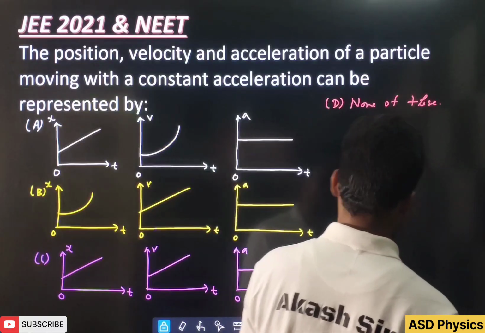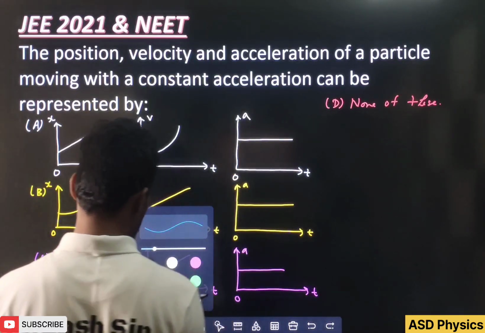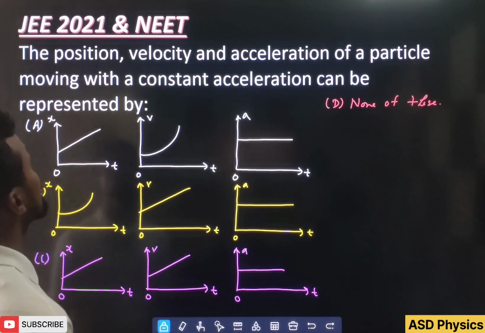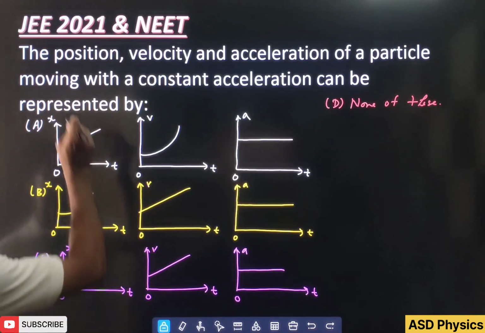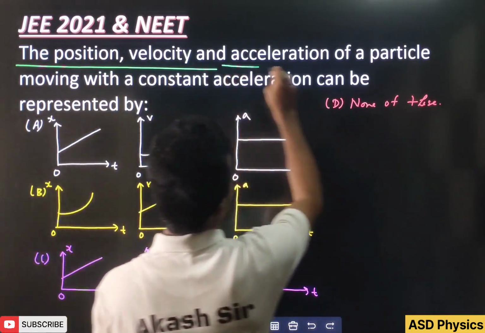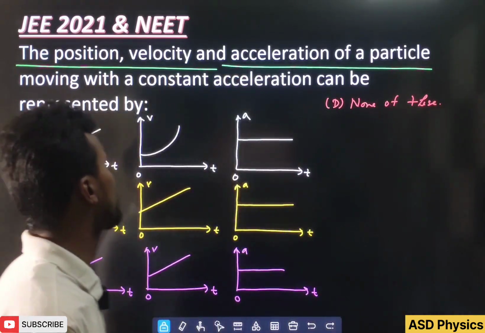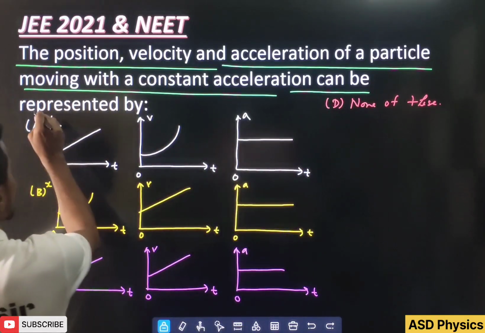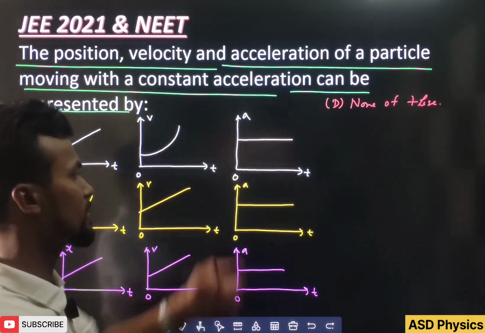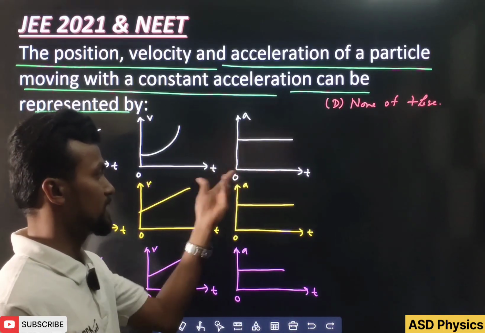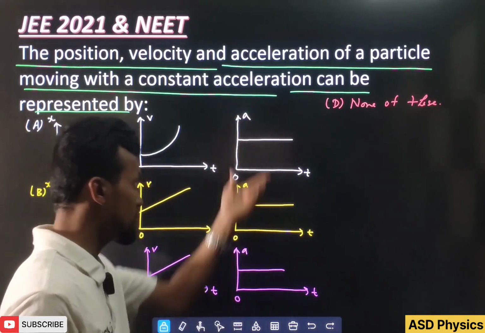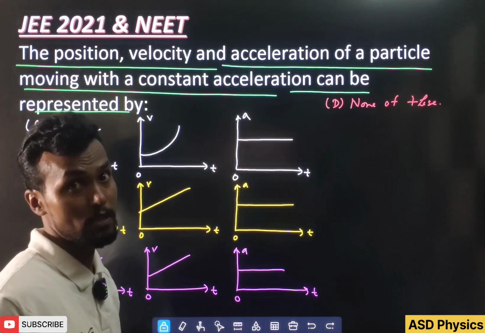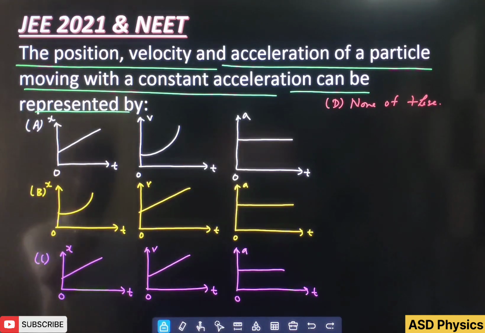Now students, after that, let's move to this question here. What is the question? See, JEE 2021 question, important for NEET. The position, velocity and acceleration of a particle moving with a constant acceleration can be represented by constant acceleration, uniform acceleration. So see, in all the graphs, everywhere uniform acceleration. That means we can't eliminate the options here. A, B, C, all possibilities are there.